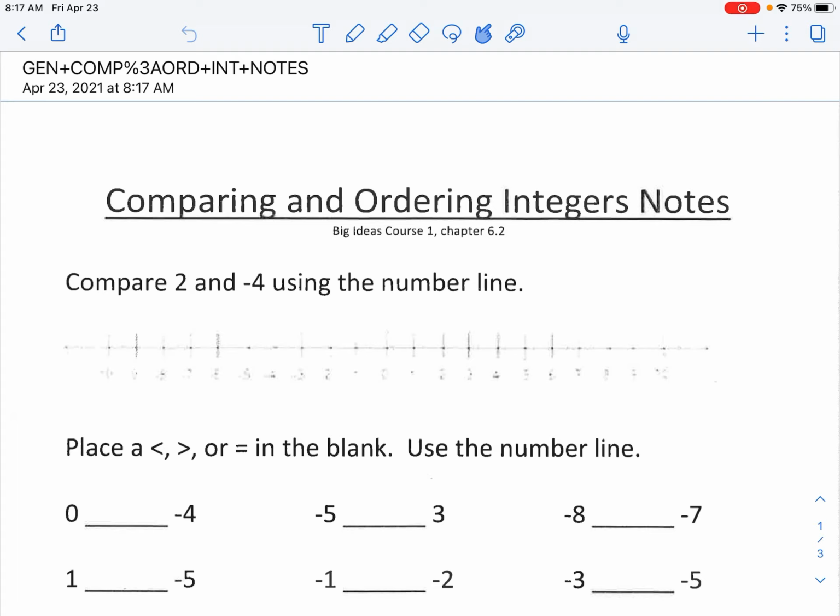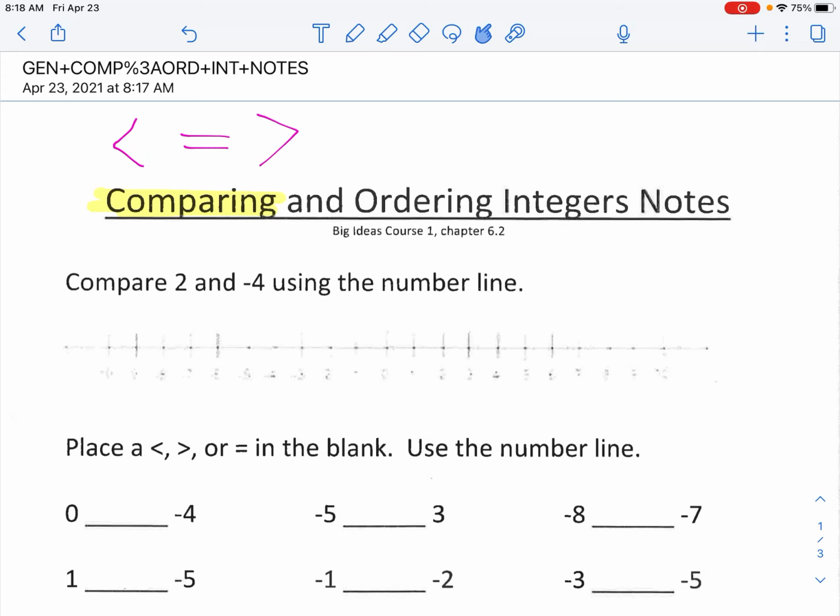We just finished our first lesson on integers, what integers are. Now we're going to work on comparing and ordering integers. In math, whenever you see the word compare numbers, we're talking about: is a number less than another number, is one number equal to another number, or is a number greater than another number?